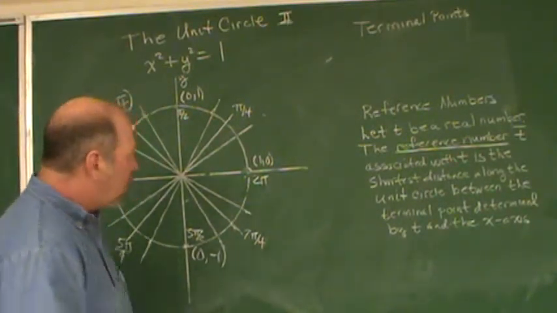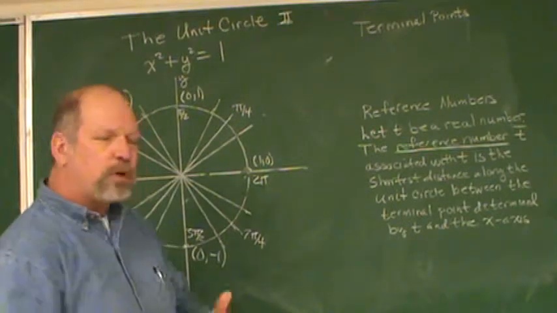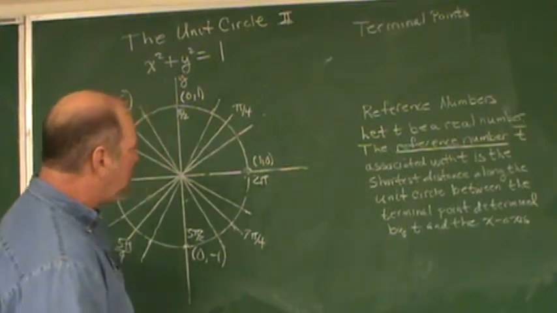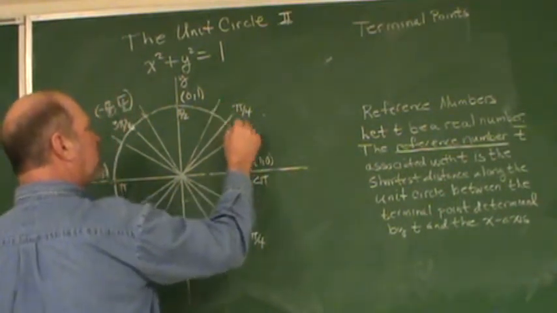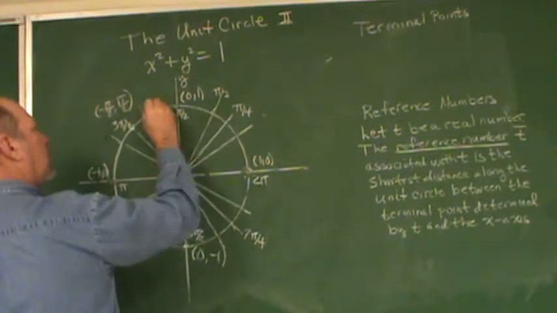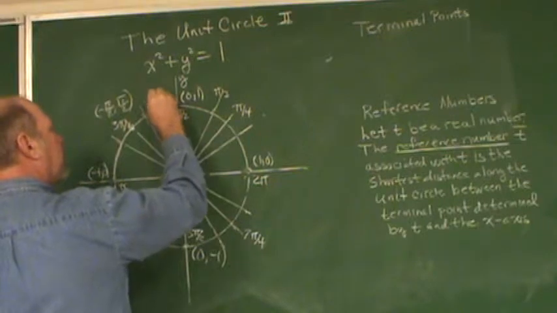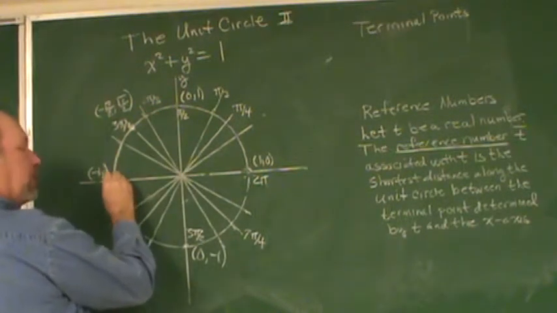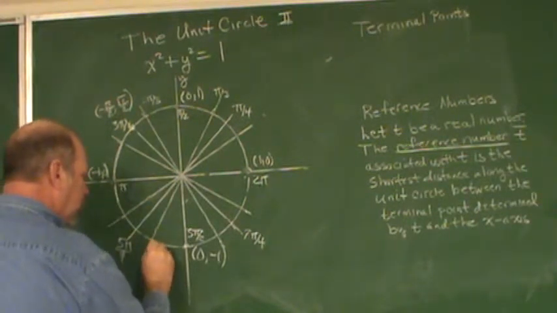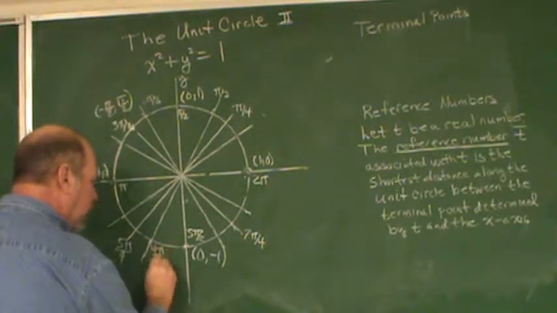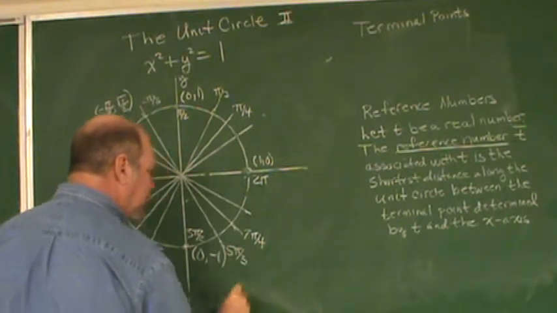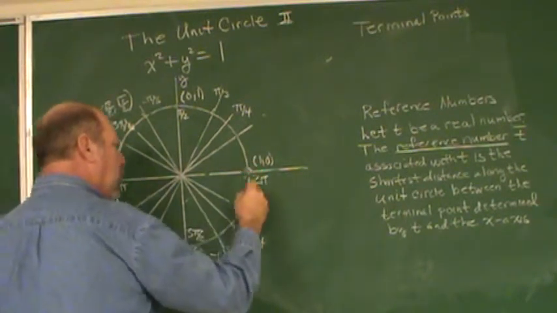Okay, so we've gone around in fourths. Now let's go around in thirds. If I go around in thirds, a third of the way is going to be here. We're going to say that's pi over 3. If I go another third, that's 2 pi over 3. Another third would be 3 pi over 3, which is pi. Another third puts me here at 4 pi over 3. Another third puts me at 5 pi over 3, and then 6 pi over 3 for my last third.